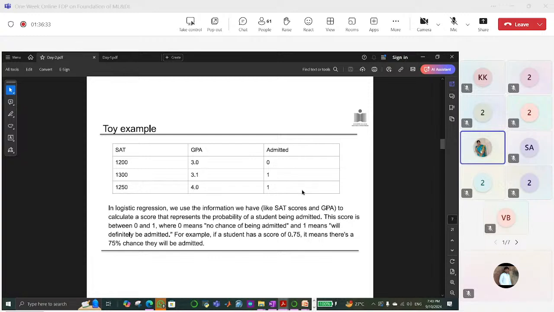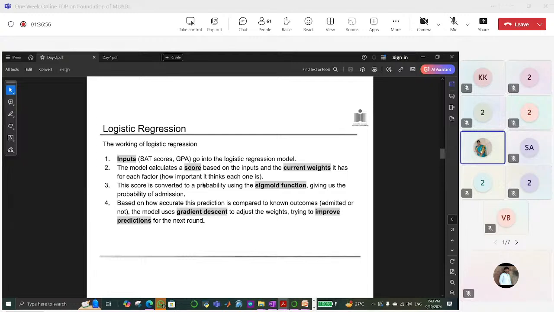But when we are using logistic regression, if a student has a score of 0.75, in between values, it means there is a 75% chance they will be admitted. So this is the example for SAT score and GPA score, using logistic regression. How will this logistic regression work? So this is the process.